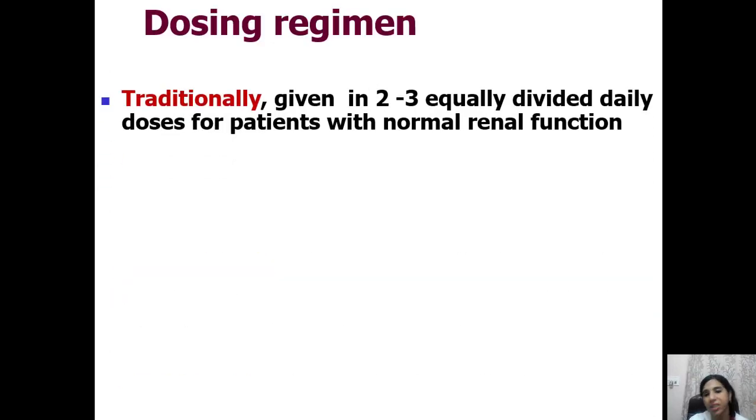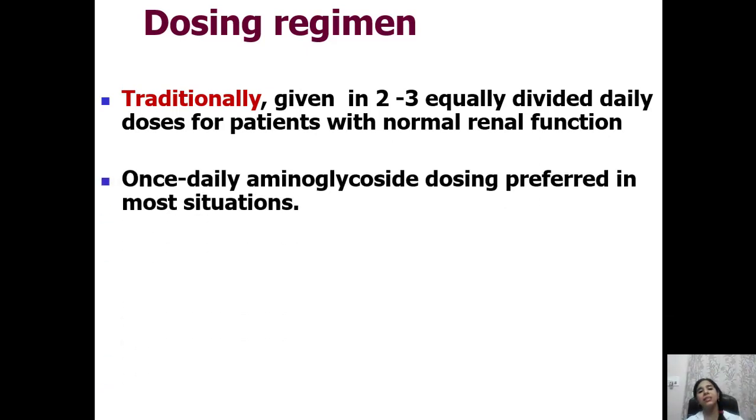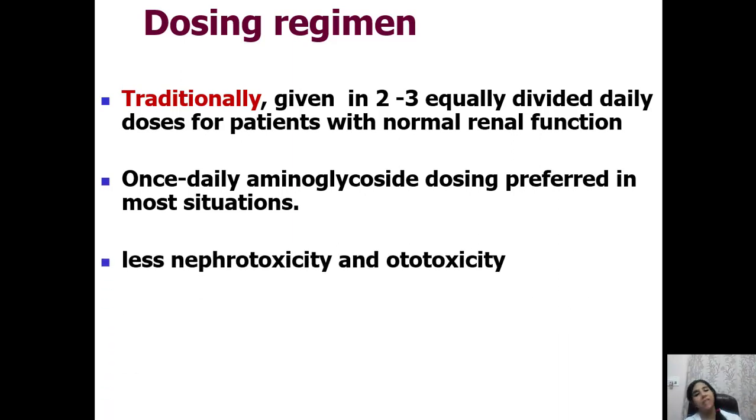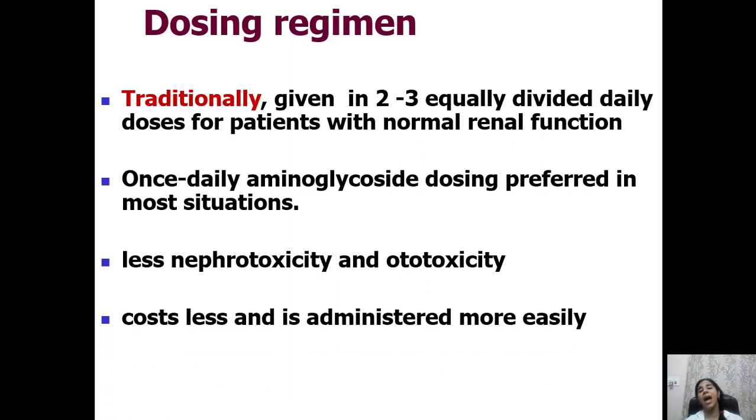So what is the dosing regime? Traditionally, earlier they were given in 2 to 3 divided daily doses for patients with normal renal function, but once daily aminoglycoside dosing is preferred in most situations. Students, you are frequently asked about this question because it causes less ototoxicity, less nephrotoxicity, and more efficacy also, because aminoglycosides have concentration dependent killing. They cost less also, because 3 times you have to give, so once daily you are giving once a day, and it is administered more easily.